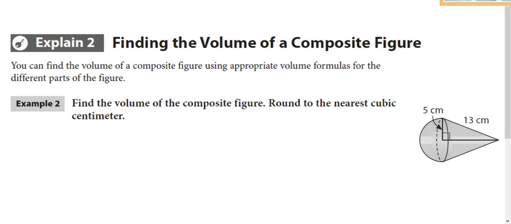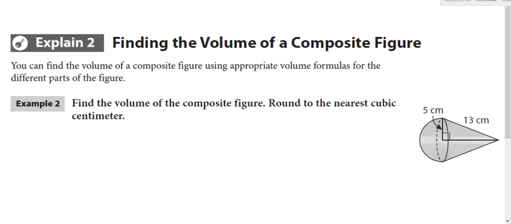And just like any other figure, we could put a couple of them together and find a composite figure. So we have a hemisphere, half of a sphere, on top of a cone. We need to figure out the height of this cone so we can figure out the volume of the cone. We already know the radius of both the cone and the sphere. So if this side's 5, the hypotenuse is 13. We find the other side by doing Pythagorean theorem.